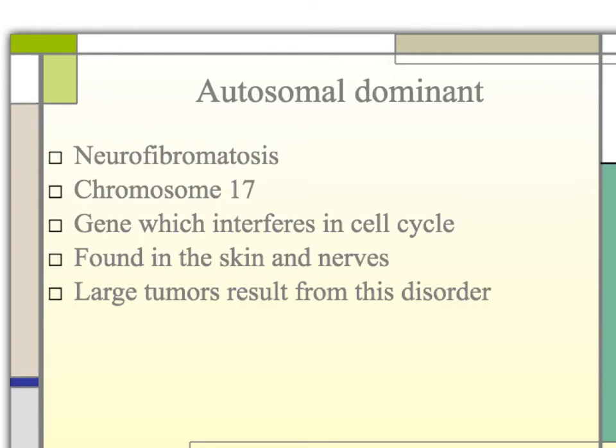All right, now we're going to talk about autosomal dominant disorders. The difference with an autosomal dominant is that you only need one copy of the bad gene and it's expressed. You see it. So where the autosomal recessives, the heterozygous, were still normal, with the autosomal dominant, the heterozygous has a disorder. One example of an autosomal dominant disorder is neurofibromatosis, found on chromosome 17, and it interferes with the cell cycle. It's found in the skin and nerves, and the result of this disorder is large tumors.